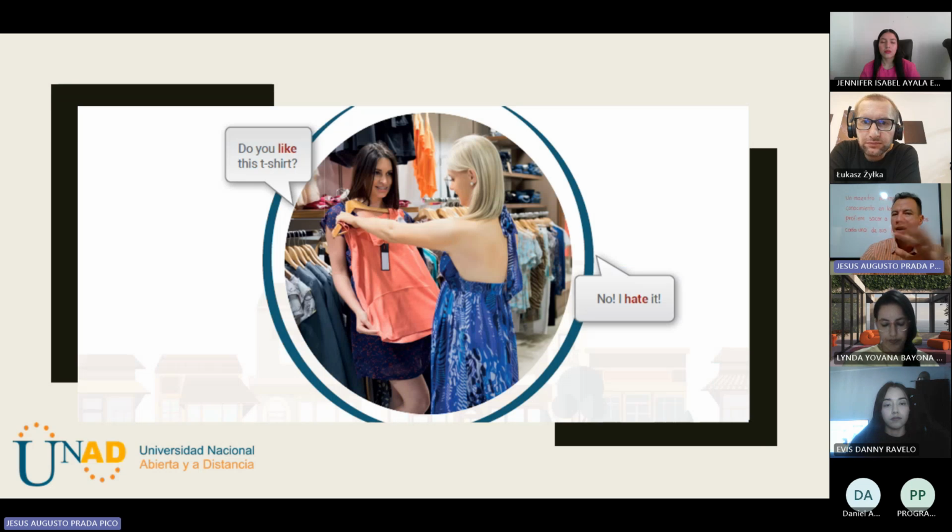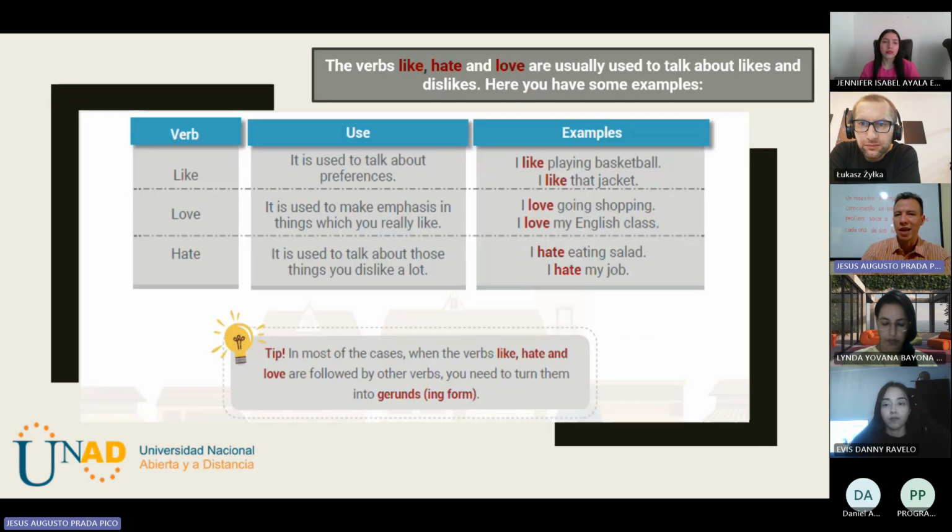In a real situation, do you like that? Do you like this t-shirt? And you say, no, I hate it. Okay, so here we have a combination in a conversation with the verb like and the verb hate. First a question and then an answer. So here we have the structure again.